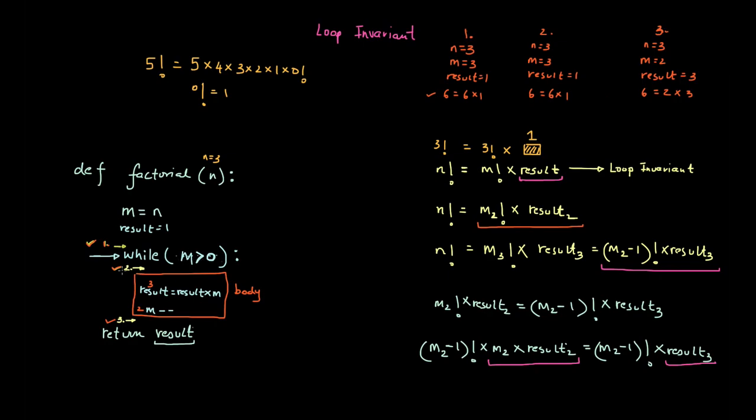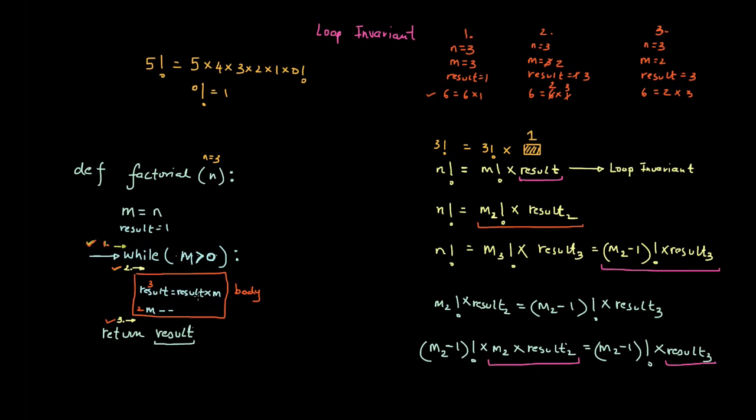So what is it at point 2 now? At point 2, I have n equals 3, m is now 2, result is 3. I'm just copying everything from point 3, right? Nothing has changed from moving from 3 over to 2. So result at this point is 3, and what I have now is 6 equals 2 times 3, meaning everything is still okay at point 2. My loop invariant doesn't get violated at point 2.